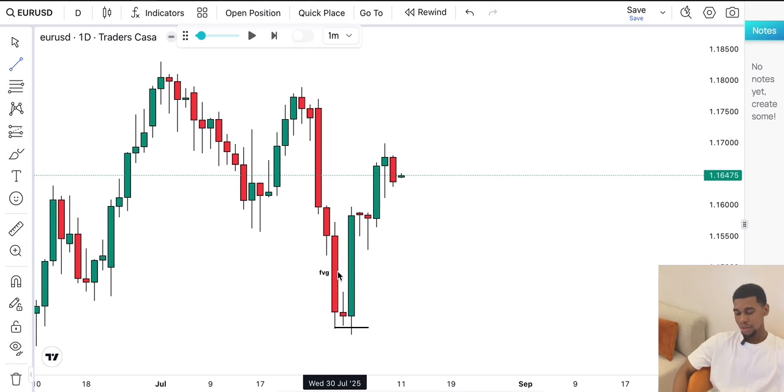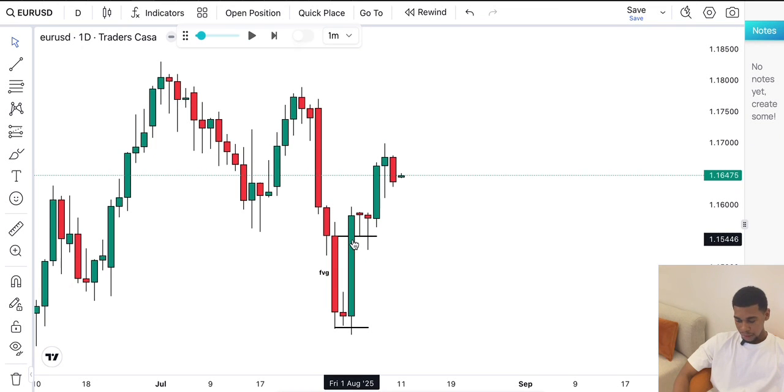it an inversion fair value gap, right? Which is also a good sign if you want to see bullishness. If you want to see bullishness, you want to see the market closing above bearish fair value gaps, right? Now, it also closed above this bearish candle, the open of this bearish candle, which is an order block, right?